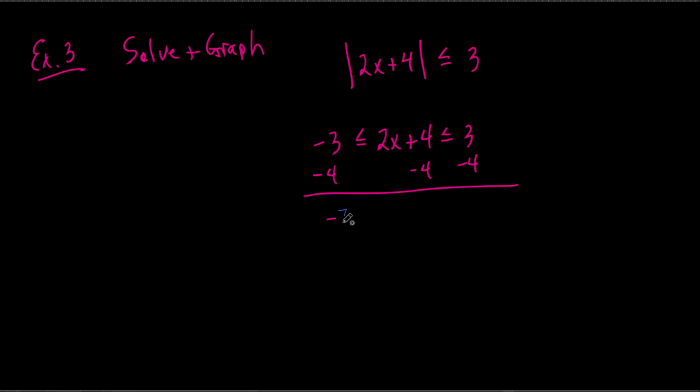So this is going to be -7 less than or equal. That cancels out. I got a 2x. This is less than or equal, and I got a -1. Divide both sides by 2. I don't have to change the inequality because I'm dividing by a positive number. Divided by 2, divided by 2. So let's see what I get. I get -7/2 less than or equal to x, which is less than or equal to -1/2.